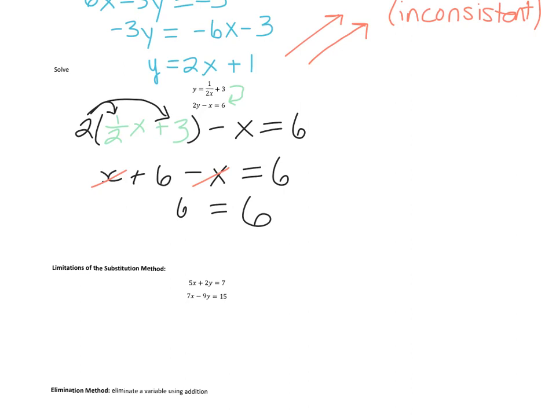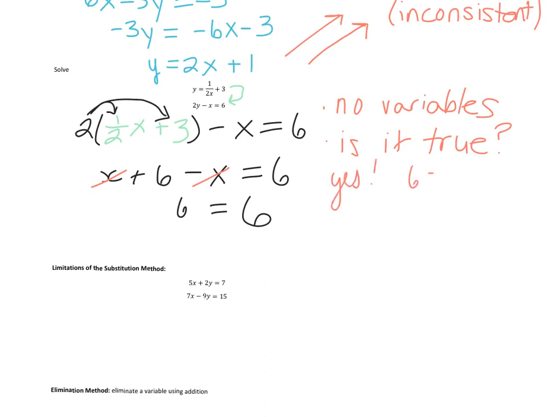So let's write ourselves a note. No variables. Our variables went to 0. So it's a special case. Is it true? Does 6 equal 6? Yes. 6 equals 6. So what this is telling us is no matter what we plug in for x and y, what ordered pair works for the top one, what one works for the bottom, it's always going to be true. So this is telling us it's going to be infinitely many solutions.